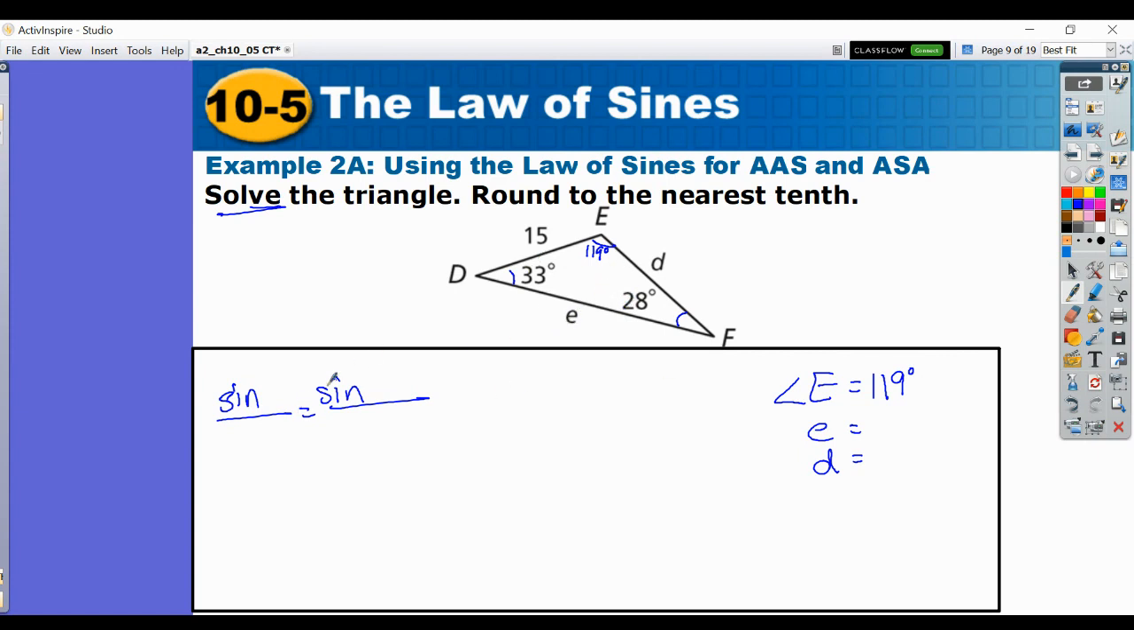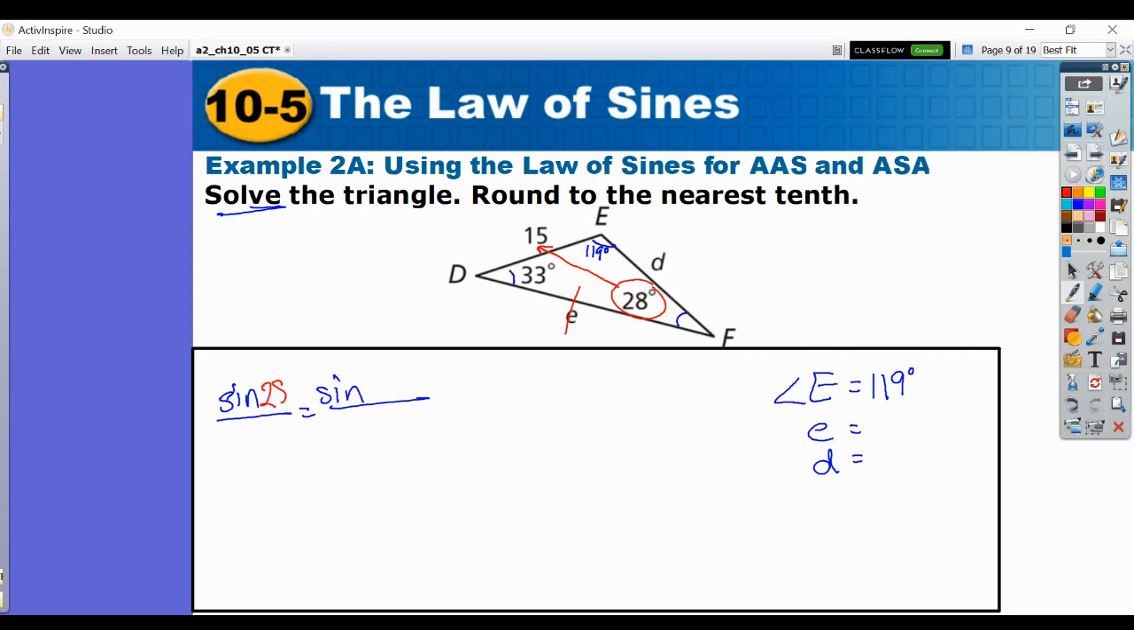Now I'm going to use the law of sines to find these missing sides. It's not a right triangle, so I can't use the Pythagorean theorem, and I can't use sine, cosine, tangent as they normally are. I can use the law of sines. In order to use the law of sines, you want to have an angle and its opposite. These other ones, I don't know their opposites, so I'm going to start with F.